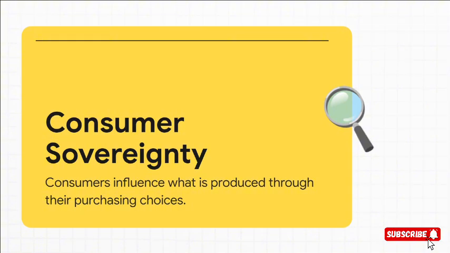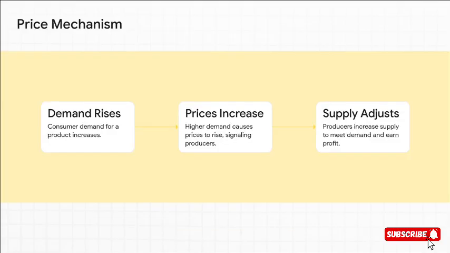If millions of us suddenly start buying a certain brand of sneakers, we're sending a massive signal to producers that says, hey, make more of this. So in a very real way, it's the consumers who have the ultimate power to decide where society's resources are going to go. So how does that signal actually get sent? It's through something called the price mechanism, and it's kind of beautiful how it works.